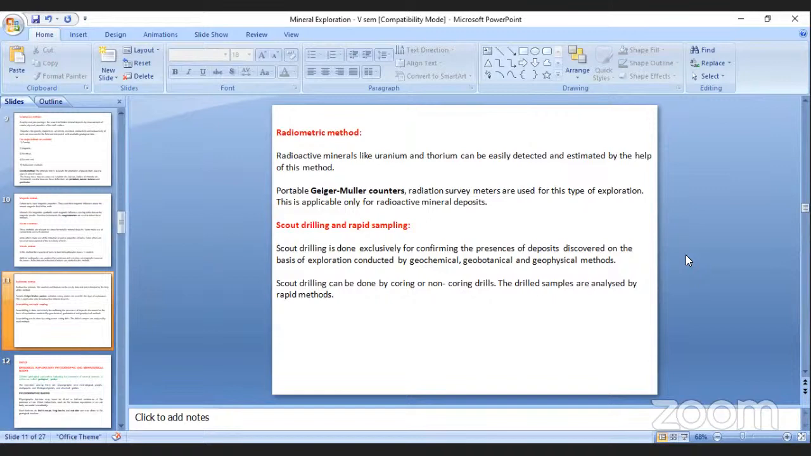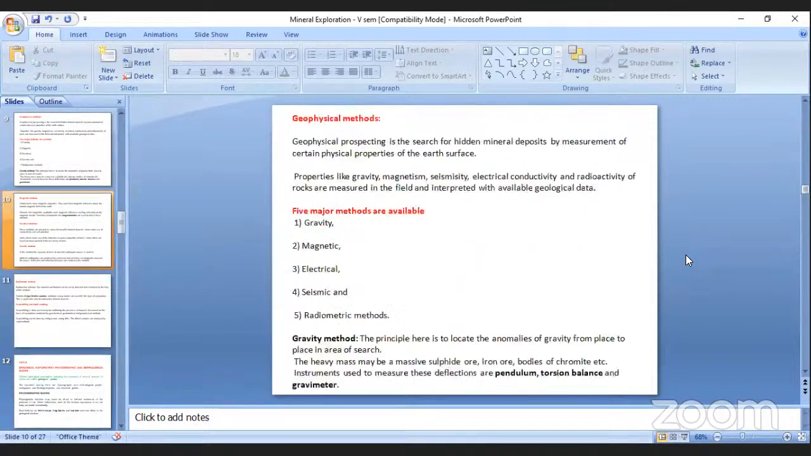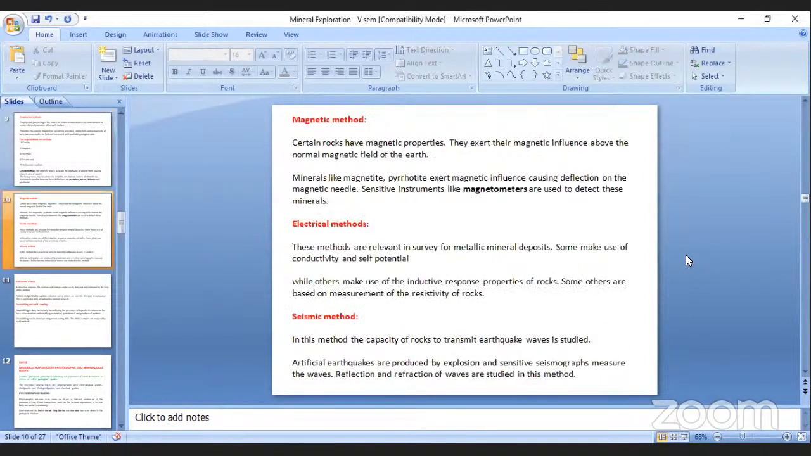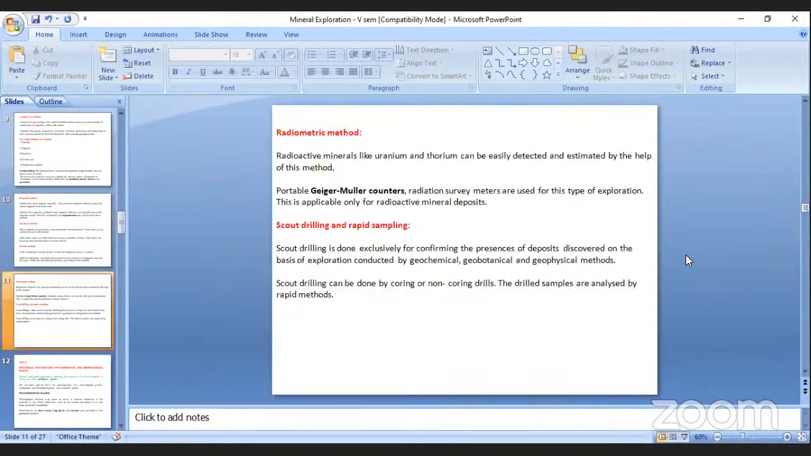So again, we have seen all these. One is the gravity method, second is the magnetic method, third is electrical, fourth is seismic, and fifth is radiometric. These are all the methods. What is our main goal here?